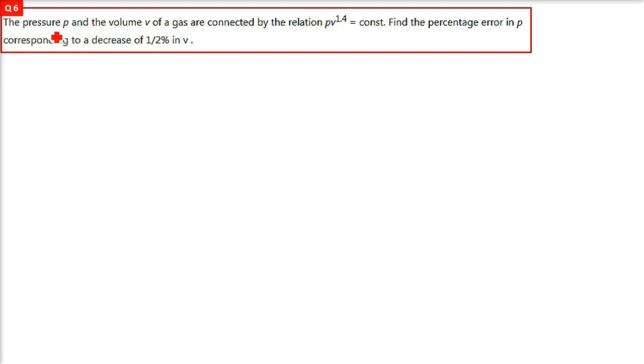The pressure P and the volume V of a gas are connected by the relation PV to the power 1.4 equals a constant. Find the percentage error in P corresponding to a decrease of 1 by 2% in V. So you have delta X, delta Y, that is delta X is known, delta Y we have to find out. So what is to be computed, we always assume it to be y. So P is y, and we know that 0.5%, so we take x as v.